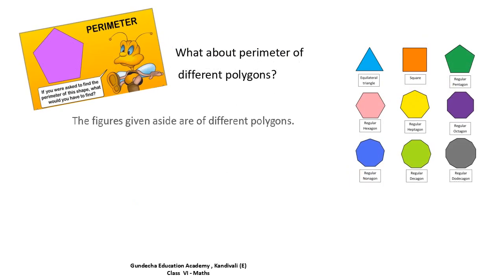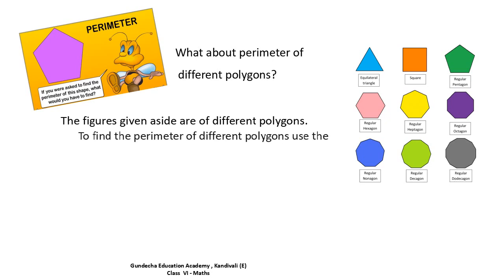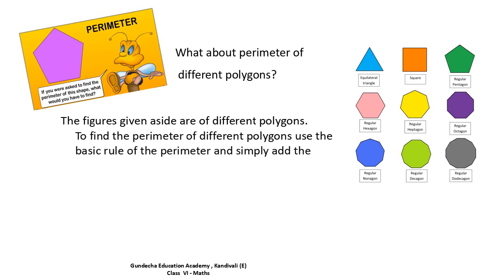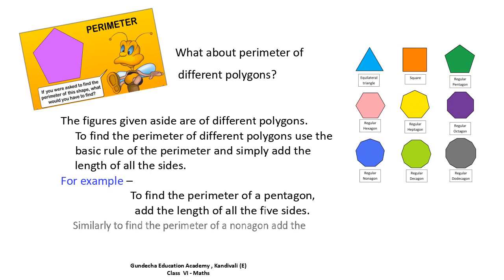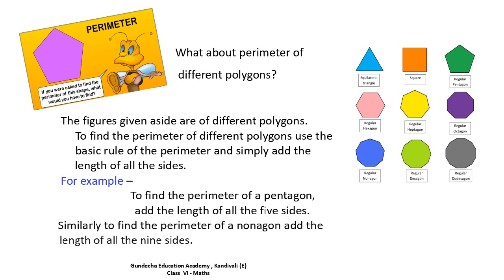Here you can see different types of polygons. To find the perimeter of different polygons, we use the basic to find the perimeter, that is, simply add the length of all the sides. For example, if you want to find the perimeter of a pentagon, you will add the length of all the 5 sides and get the perimeter. Similarly, to find the perimeter of a nonagon, add the length of all the 9 sides.